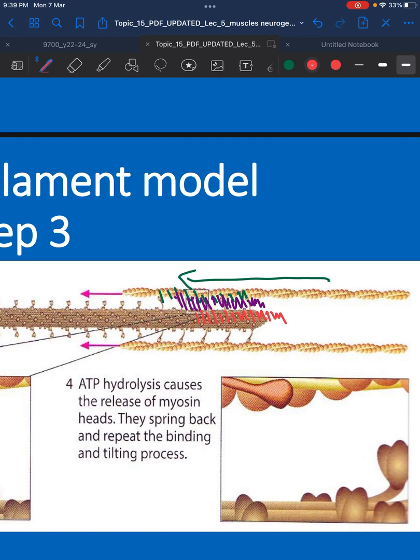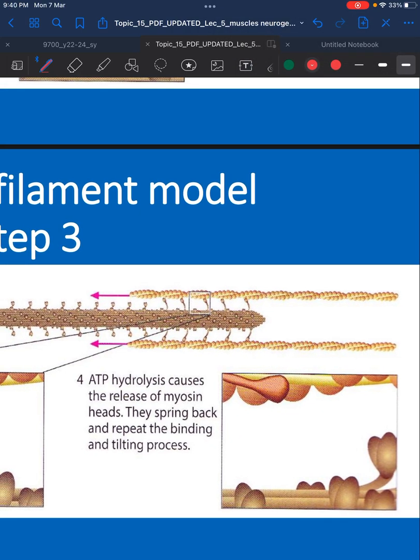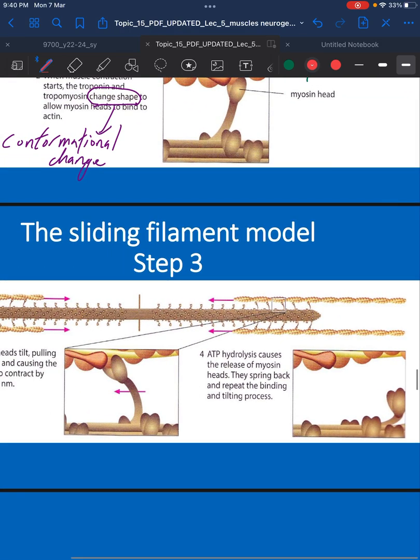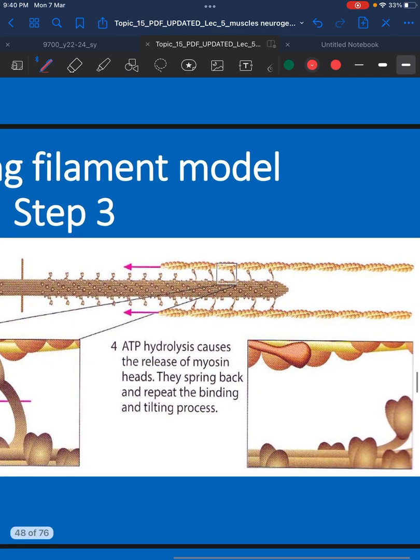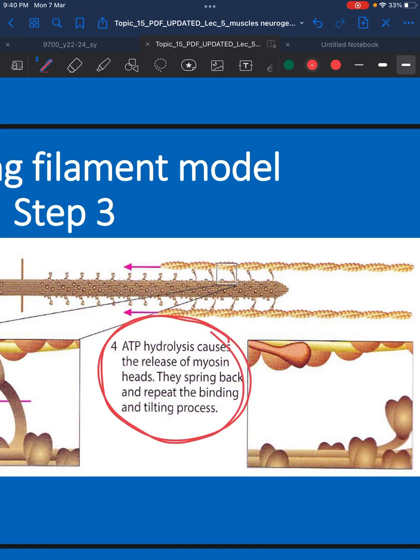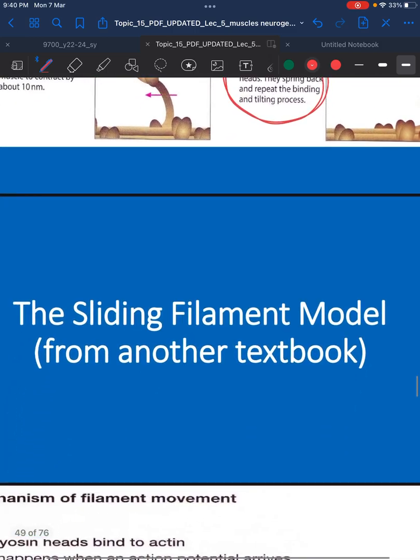Until now, how long does this contraction occur? For as long as the ATP is available and for as long as calcium ions are available. ATP hydrolysis causes the release of the myosin head. They spring back and repeat the binding and the tilting process. Now this ATP, we're going to talk about in a moment. It's very, very important that you know the role of this ATP.